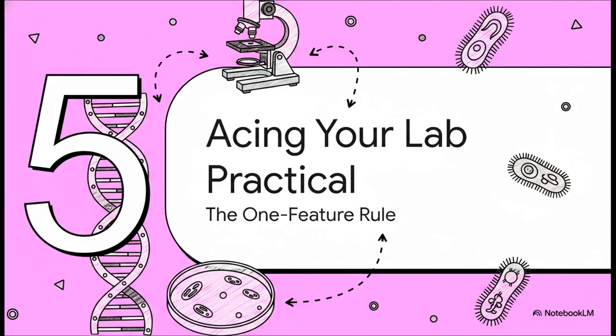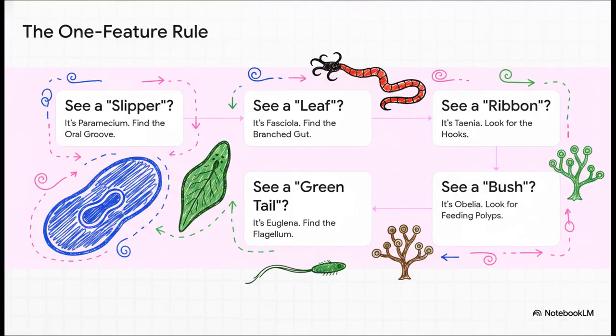Okay, so you've learned the names. Now for the most critical part. How to use this to get a perfect score on the practical. When you're looking through that microscope, you've got to be fast and you've got to be sure. And for that, we use the one-feature rule. Think of this as your exam day cheat sheet. Don't get bogged down trying to see every little detail. Just look for one single defining feature.